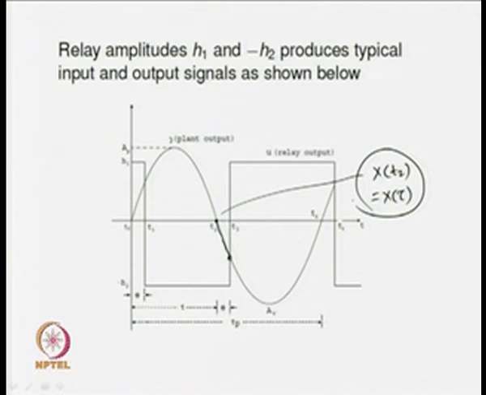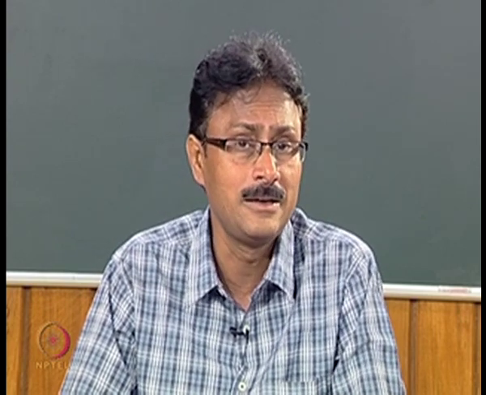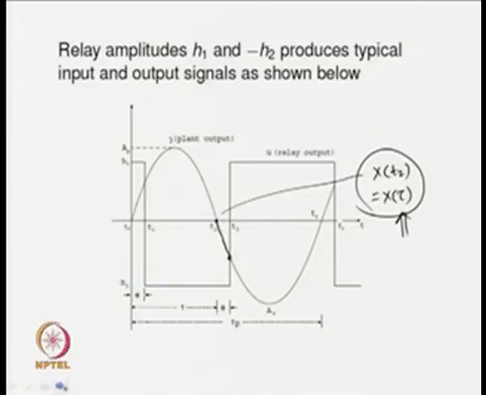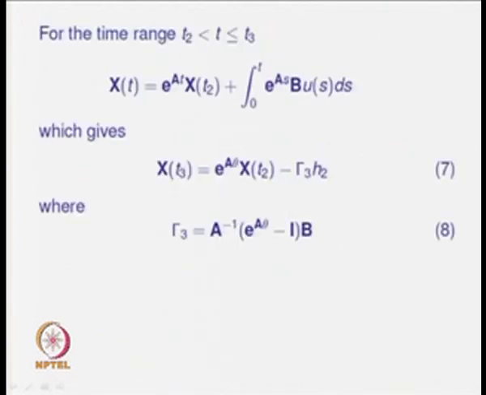When you solve the state equation, please keep in mind you must consider the initial condition from where the solution starts. Depending on that, you will get the correct expression for the subsequent states, and unless the starting time is correctly considered, it is very difficult to get the correct expression for the output signal. Now, for this segment I will start the analysis again. For the time range t equal to t 2 to t equal to t 3, the solution of the state equation gives us x t is equal to e to the power a t x t 2 plus integral from 0 to t e to the power a s b u s d s.